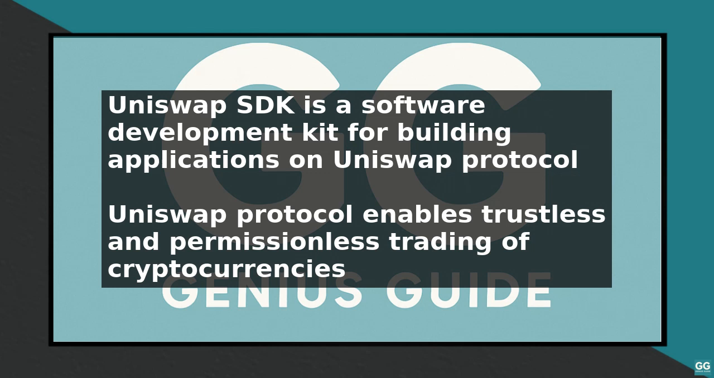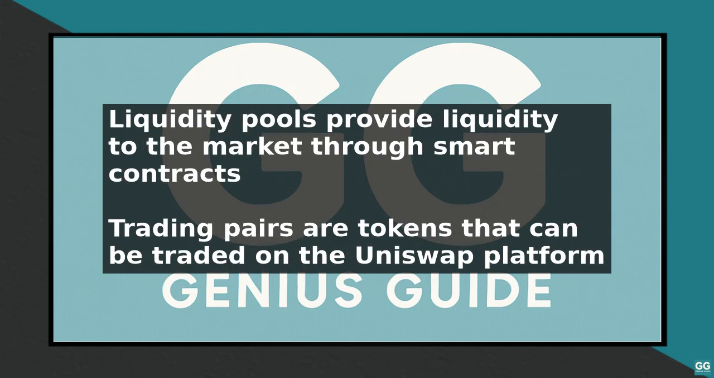protocol. To get started, it is essential to understand the key concepts of Uniswap, including liquidity pools, trading pairs, and smart contracts. Liquidity pools are pools of funds locked in a smart contract that provide liquidity to the market. Trading pairs are the pairs of tokens that can be traded on the platform. Smart contracts are self-executing contracts with the terms of the agreement written directly into lines of code.